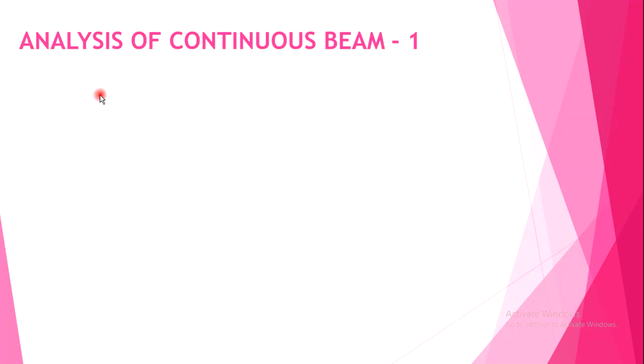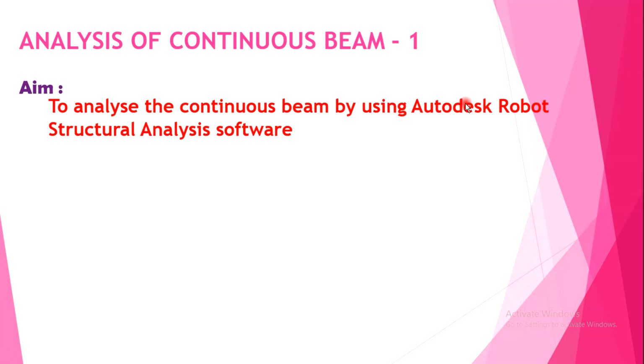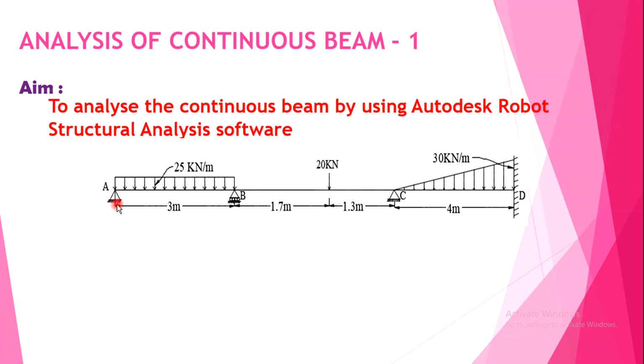First experiment is analysis of continuous beam 1. Our aim is to analyze the continuous beam by using Autodesk Robot Structural Analysis software. Here we have one continuous beam, having a hinge support here, a roller, and a hinge support. Here it is a fixed support, subjected to a uniformly distributed load of intensity 25 kN per meter, and here a 20 kN point load, and here a uniformly varying load of intensity 30 kN per meter. We need to model this and analyze the continuous beam.